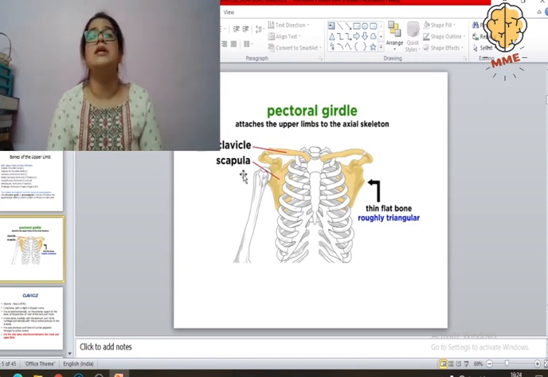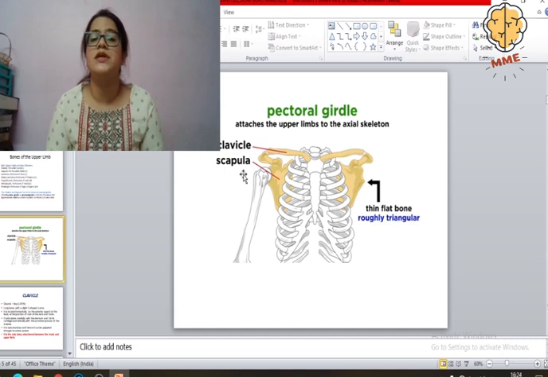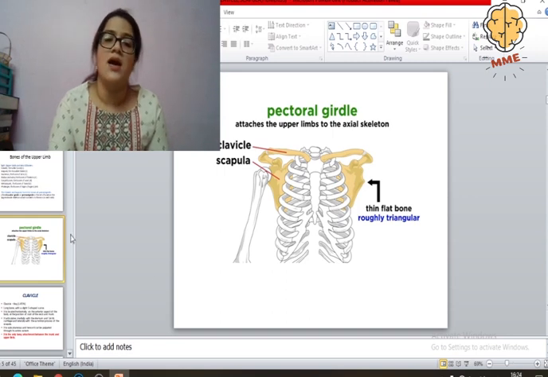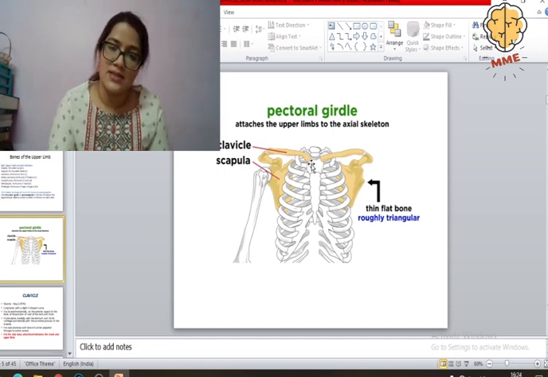form the pectoral girdle. And what does the pectoral girdle do? It connects the axial skeleton, this one, to the appendicular skeleton, this one. So it connects the trunk to the upper arm, right? And this clavicle is the only bony attachment between the trunk and the upper arm.